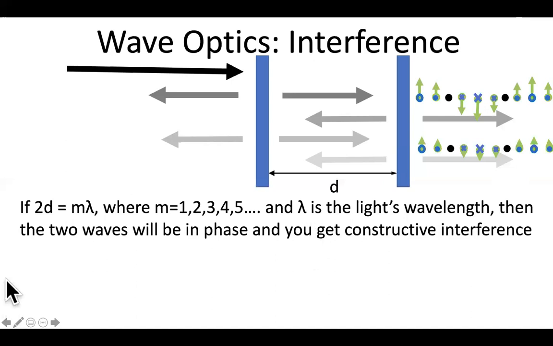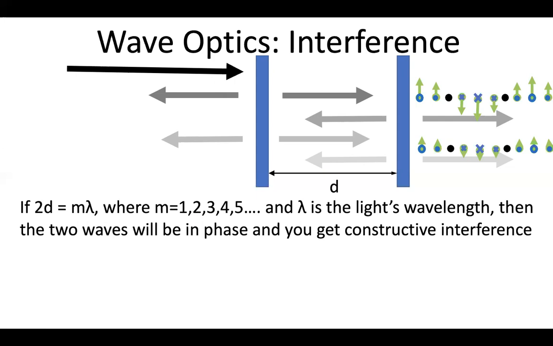So the condition for constructive interference is the extra distance traveled by one of those bits of light, 2D, equals lambda, the wavelength of the light, times m, where m is an integer, 1, 2, 3, 4, 5, it can be 72, 396, it doesn't matter. As long as it's an integer, you get constructive interference.